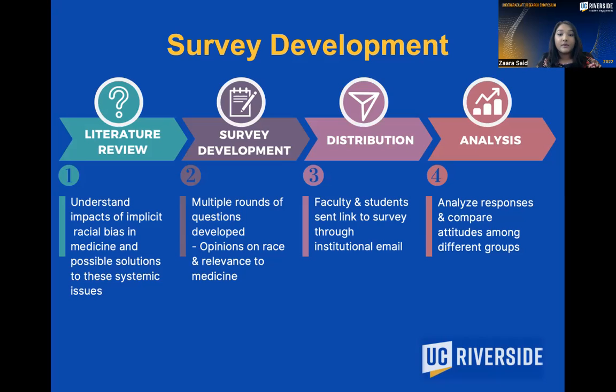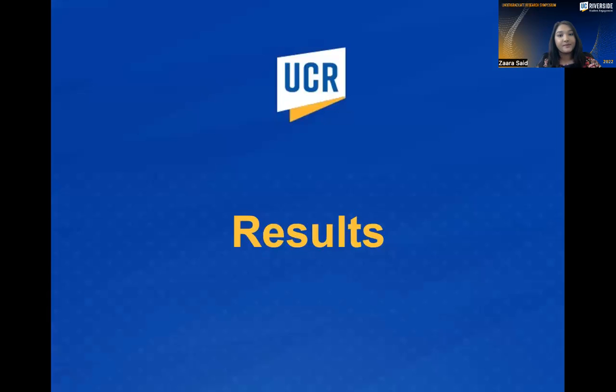So next, for the distribution, faculty and students were sent the link to the survey through their institutional emails. And that was after the IRB approved our survey. And the analysis was looking at the responses that we received and compared attitudes among different groups.